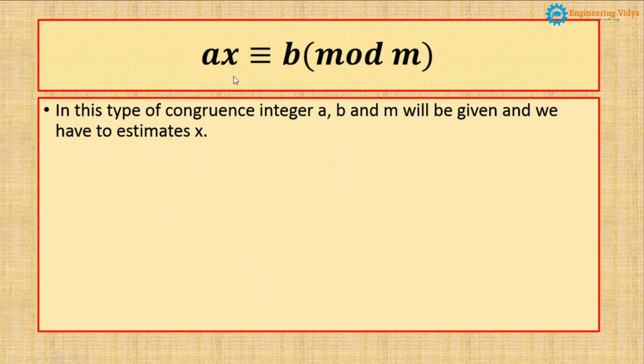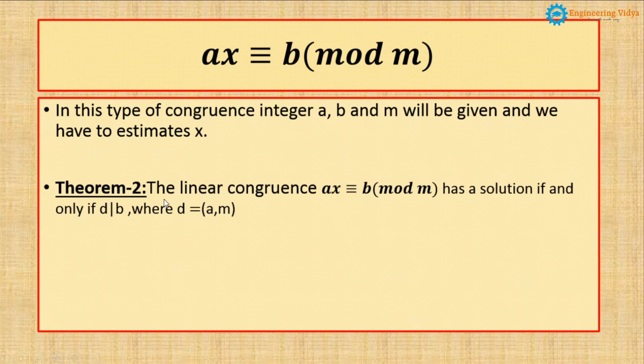Now, related to this linear congruence, one theorem is also there, and this theorem is very important. This theorem says that the linear congruence ax ≡ b mod m has a solution only if d divides b. This is the symbol of division, called the vertical pipe, and it can be read as d divides b. So again I am reading this theorem: the congruence ax ≡ b mod m only has a solution if d divides b, where d is the GCD of a and m.